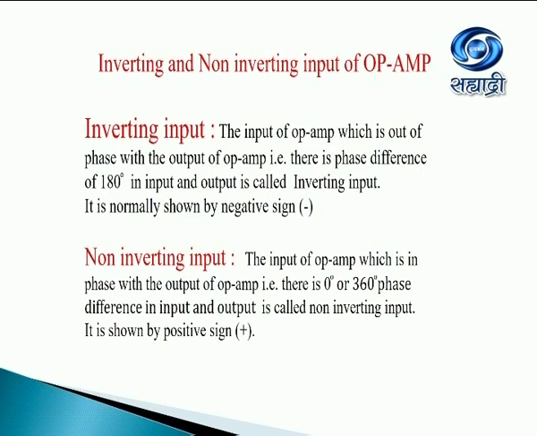Inverting and non-inverting inputs of op-amp. Inverting input: the input of the op-amp which is out of phase with the output of the op-amp, that is, there is a phase difference of 180 degrees between input and output, is called inverting input. It is normally shown by a negative sign. Non-inverting input: the input of the op-amp which is in phase with the output of the op-amp, that is, there is 0 degree or 360 degree phase difference between input and output, is called non-inverting input. It is shown by a positive sign.